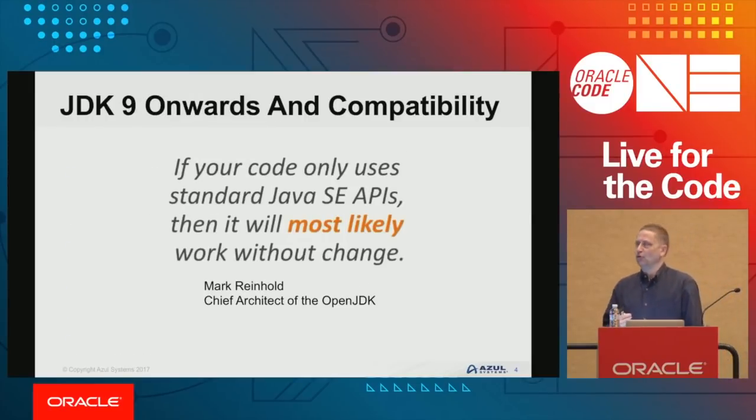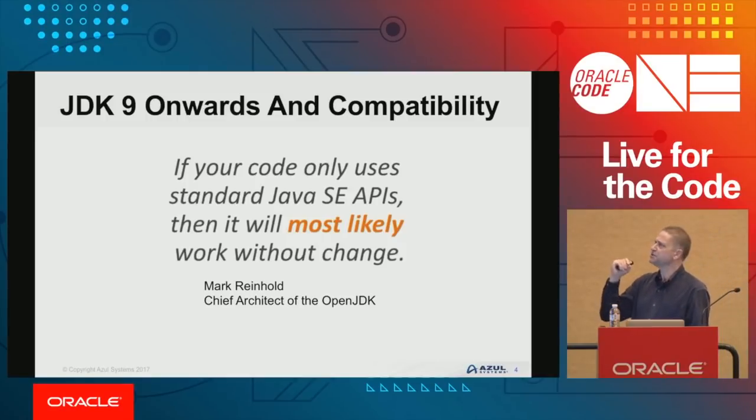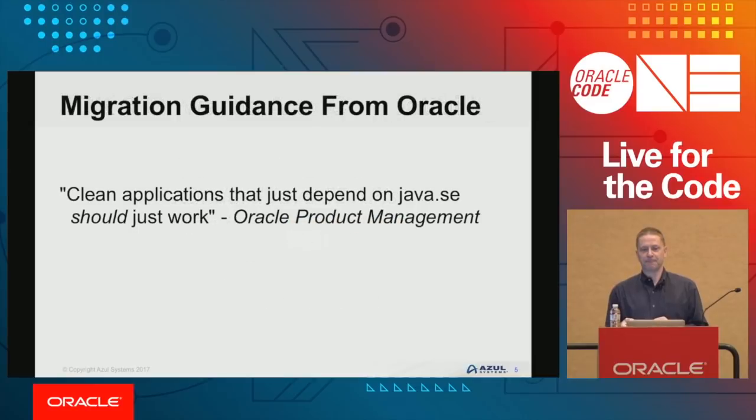Now, if you ask Oracle, they will tell you things like this. This is Mark Reinhold. I think he used this in his keynote this week, but this is from another keynote he gave. And he said, if your code only uses standard Java SE APIs, then it will most likely work without change. Now, I don't know about you, but I'm a little less than reassured when it says most likely. I'd like to say, well, definitely, rather than most likely. But there are reasons for this, which is what we're going to explore in the rest of the presentation.